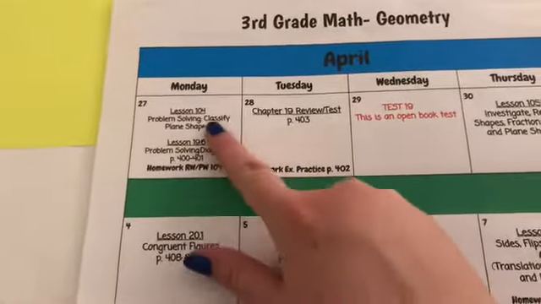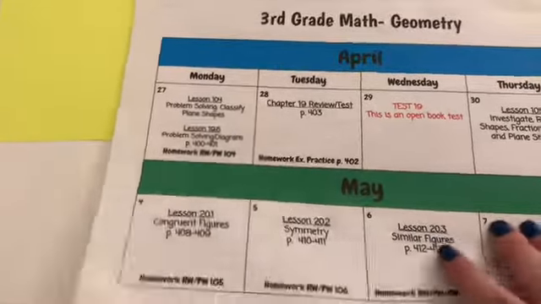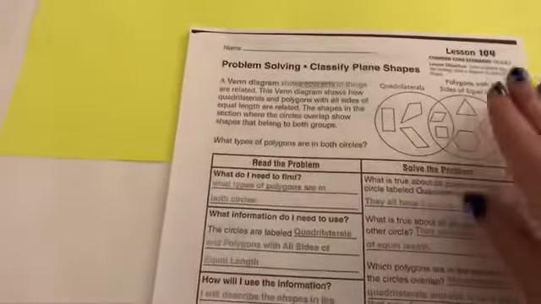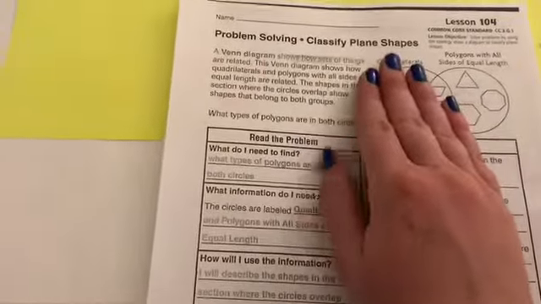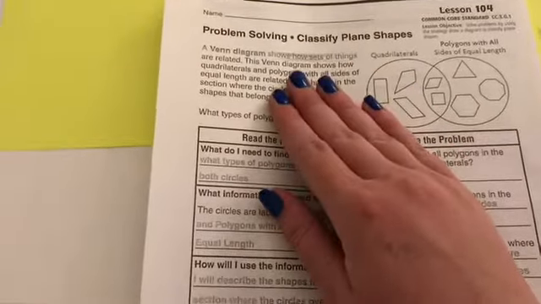Today we're going to be looking at lesson 104 and lesson 19.6. Let's go ahead and get our worksheet out. Alright, this is our worksheet for lesson 104. It's about classifying plane shapes. So we're going to work on classifying these shapes by using a Venn diagram.